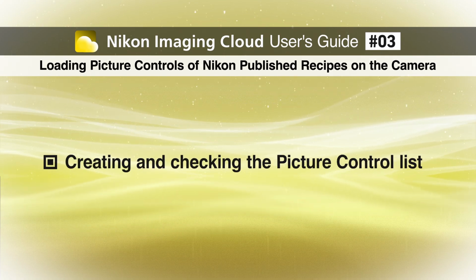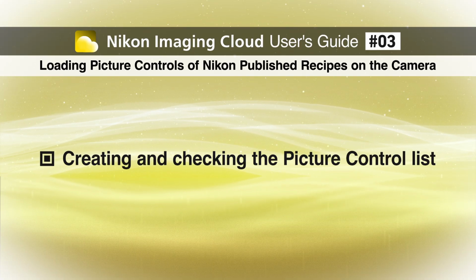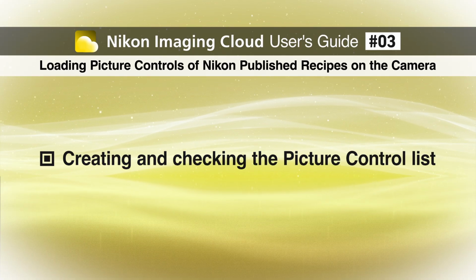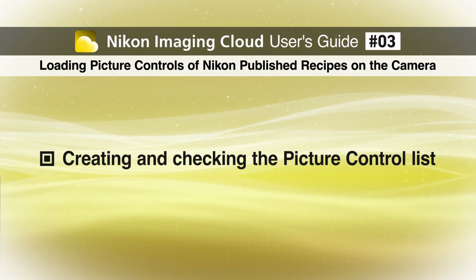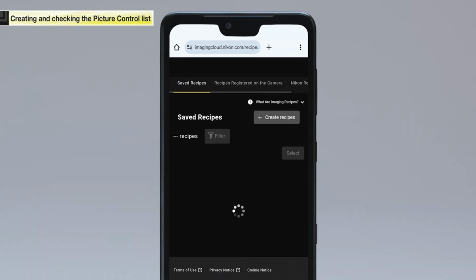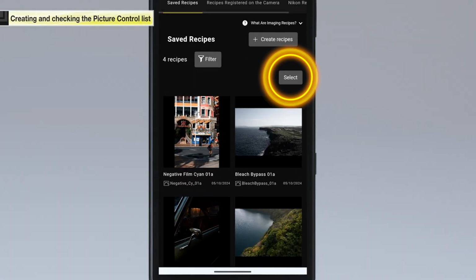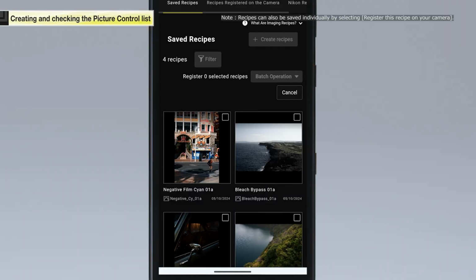Next, we will extract picture controls from the recipes we have saved and create a list of picture controls to transfer to the camera. Tap the Saved Recipes tab. The previously saved images will be displayed. Tap Select. Select the checkboxes next to the recipes from which you want to extract picture controls.